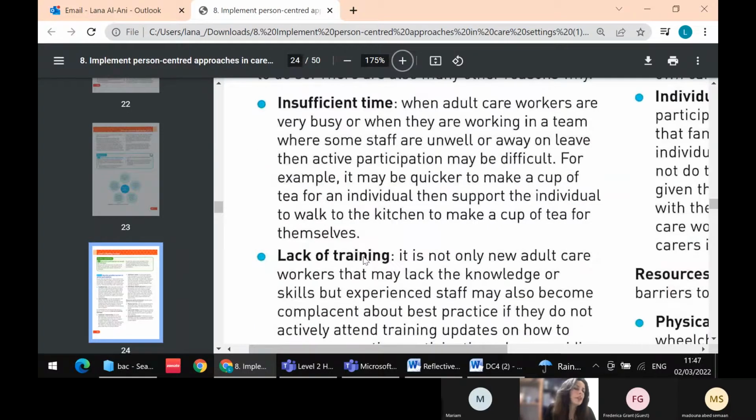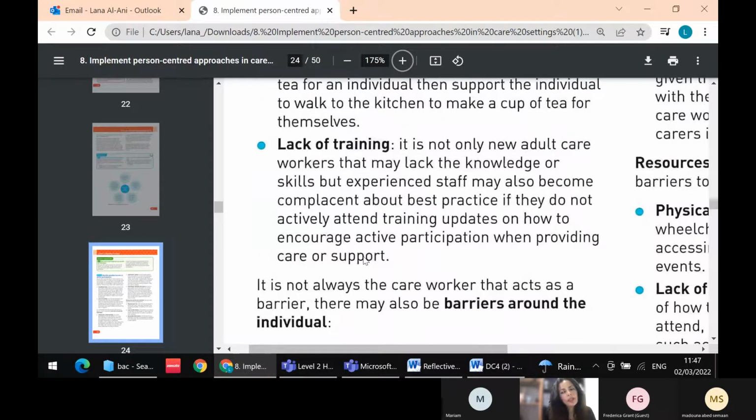Also, lack of training. Some of the people join a nursing home, but they don't have enough training. They don't know how to do it. So it is not only new adult care workers. Some of them have been in the business for so long, but they never learned how to do it. They don't have the knowledge, the skills, the experience. They need more training, which makes them incompetent. So if they do not actively attend training to update their knowledge, their skills, their abilities about how to encourage active participation, that will make the care suffer in that nursing home.